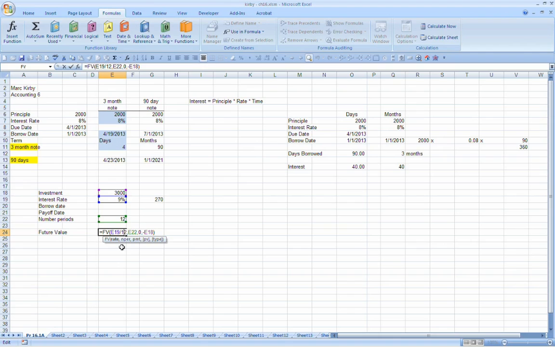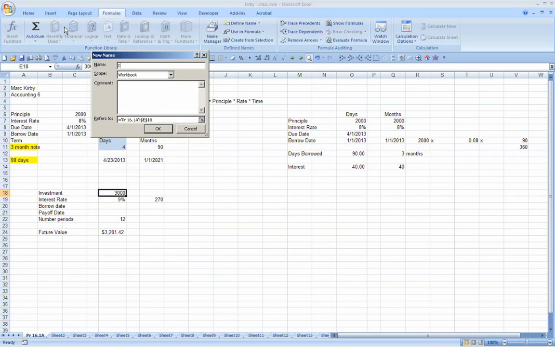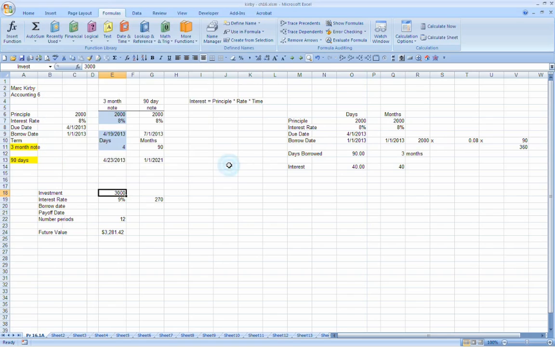The other thing we could do here is go back to our name manager, and I could name these ranges investment, you can't have a space in there, interest rate, int rate, and I could refer to here, click OK, new, number of periods, refer to the number of periods, close that. Now in my formula down here, I'm going to go back to the function manager.